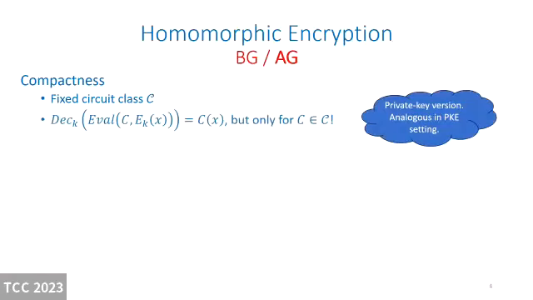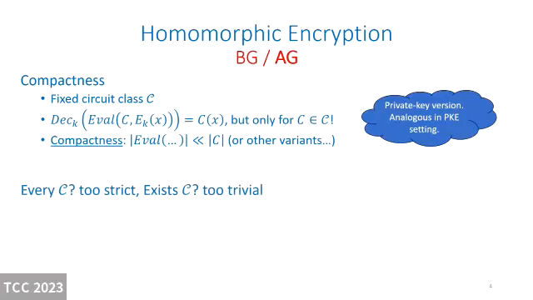And given a circuit from this class and encryption of some X, we can efficiently compute something that can be decrypted to the output of the circuit on X. And the key property for non-triviality here is compactness, which roughly means that the size of the output of the evaluation algorithm is smaller than the size of the circuit representation.